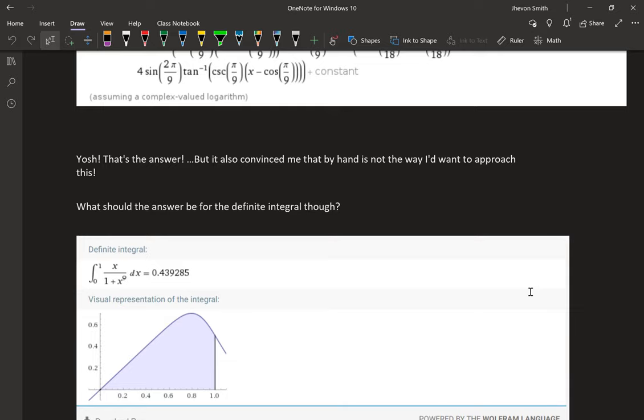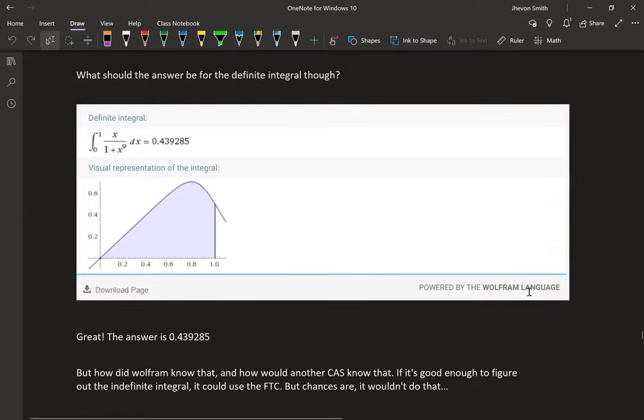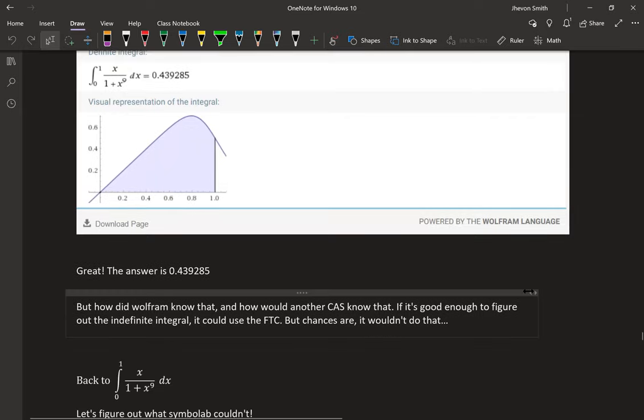I am aware though that a lot of other computer algebra systems wouldn't have done that. And maybe even here, Wolfram Alpha didn't actually do that. I'm not sure. But there is another way. And that is the way that we are going to explore. So now that's what we're going to do.